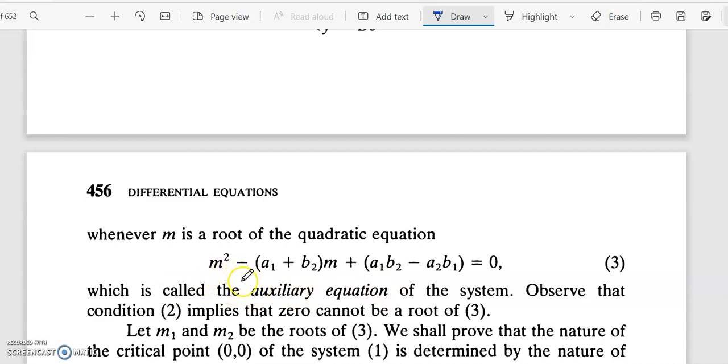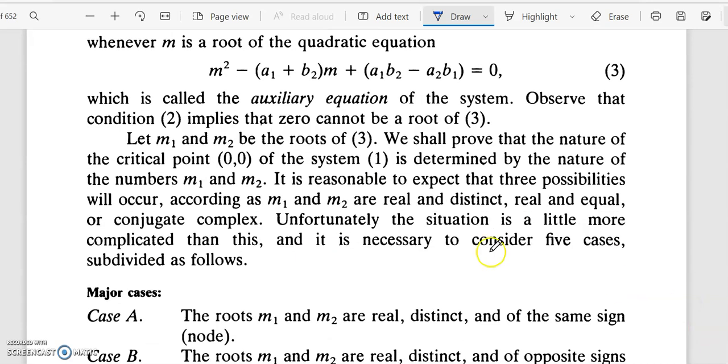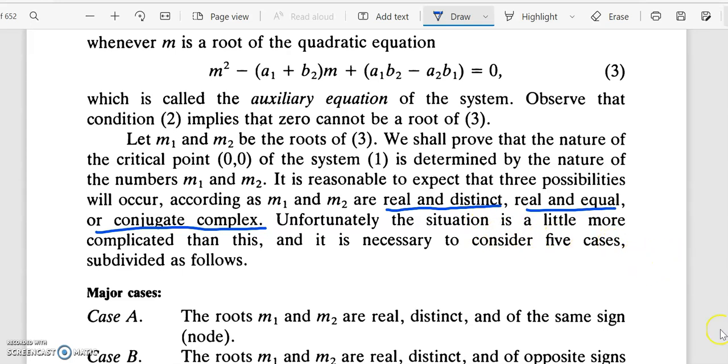We have done this already. When we solve this, we get the roots. Now let me take m1 and m2 to be the roots of this equation. Now let us look at the nature of the critical point using these values of the roots. When we take m1 and m2, they can be real and distinct, they can be real and equal, or conjugate complex. So depending on these values, we will get the different natures of a critical point.